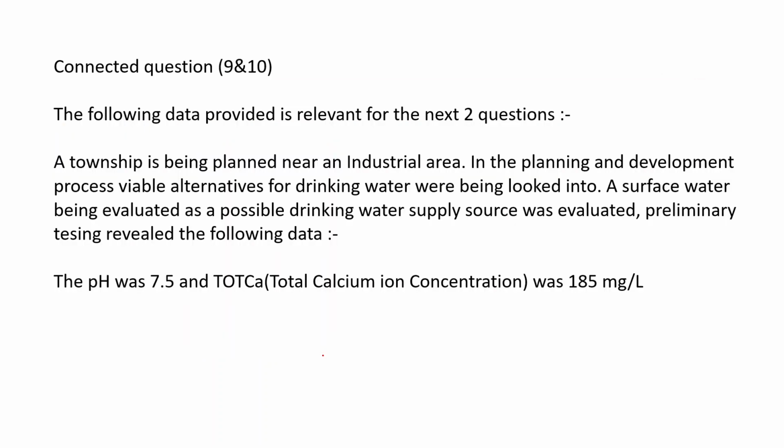Now the next questions are connected questions, question number 9 and question 10. The following data will be relevant for both questions. A township is being planned near an industrial area. In the planning and development process, viable alternatives of drinking water were being looked into. A surface water is being evaluated as a possible drinking water supply source, and preliminary testing shows the following data. The pH was 7 and the total calcium concentration is 185 milligrams per liter. Please note this down so that we can move forward to the question.